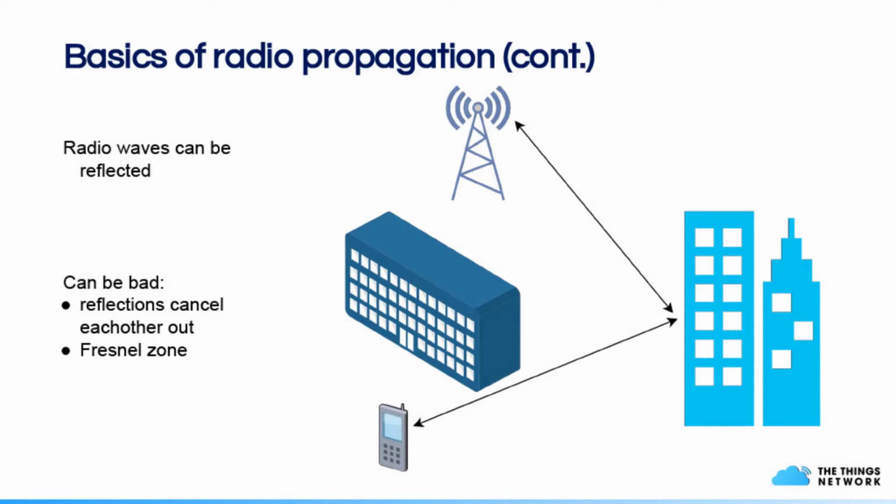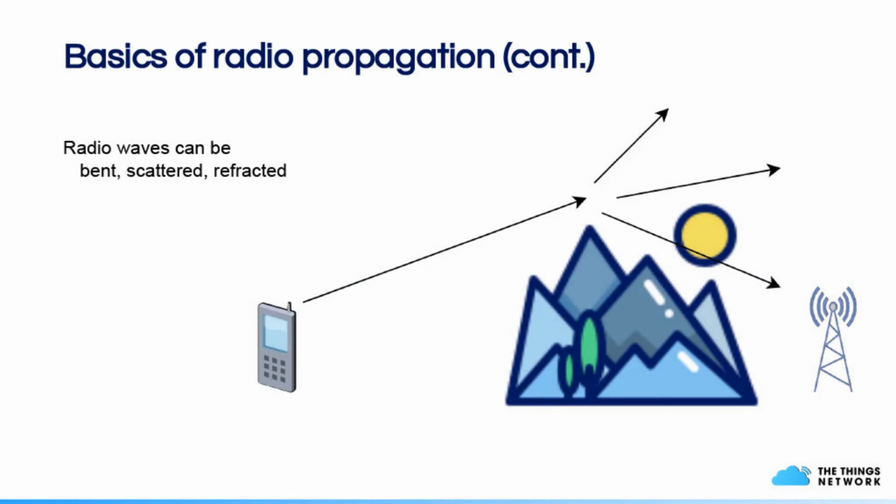Radio waves can be reflected. Reflections can be good, as it may allow you to communicate around corners. Reflections can, however, also be bad, as a reflected wave is out of phase with the original wave, and can therefore cancel the original signal out. This is also known as destructive interference. For more about this, it's good to read up on the Fresnel zone. Radio waves can be bent, scattered or refracted. This may allow you to communicate across a rocky mountain.